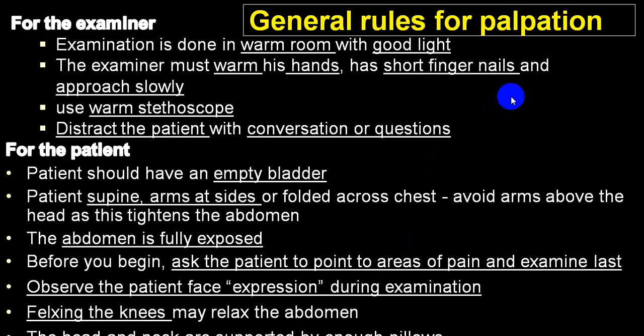Now, what are the general rules for palpation? What is the examiner supposed to do? The examiner should do an examination in a room which has very good light and a comfortable atmosphere, usually we say a warm room. The examiner must warm his hands and nails should be short. First, he should introduce himself to the patient and explain what you are going to do. While you are doing auscultation, you should warm your stethoscope also.